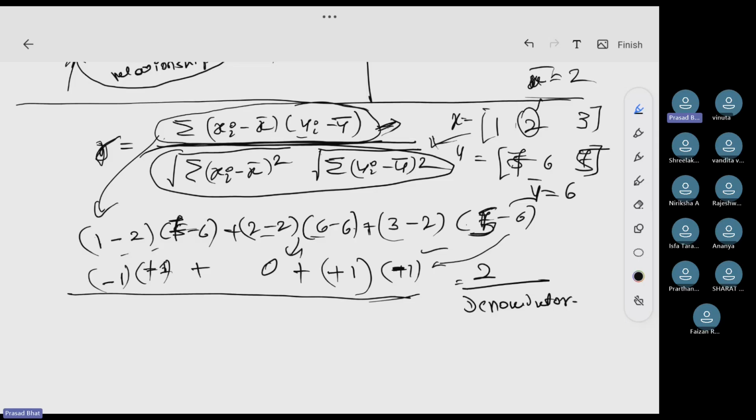The total term becomes what? This one is minus 1, this one is minus 1. So ultimately we get minus divided by the denominator. Correct? Keep that in mind. I'll tell you what this means later.